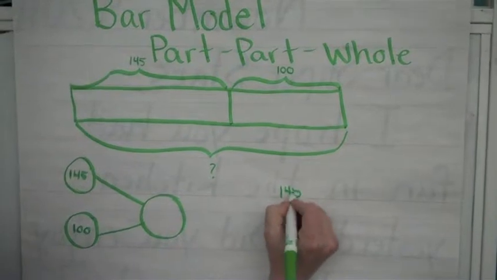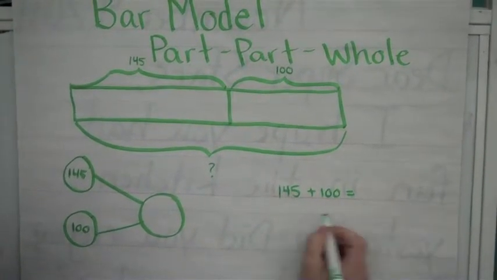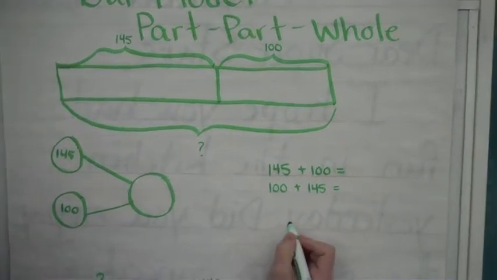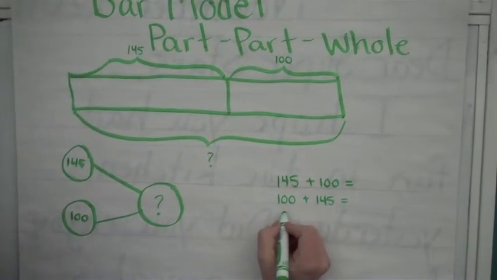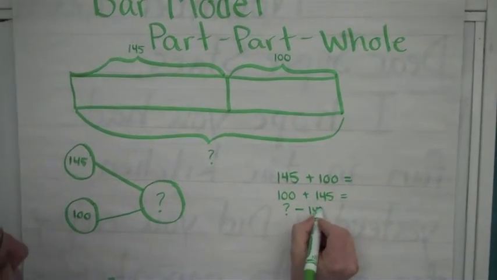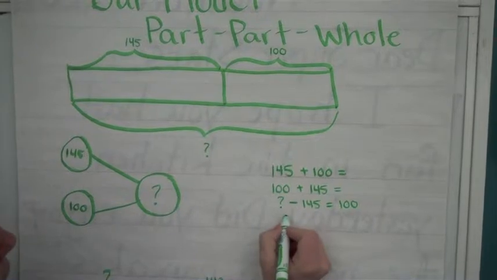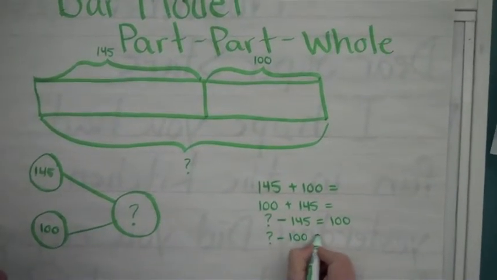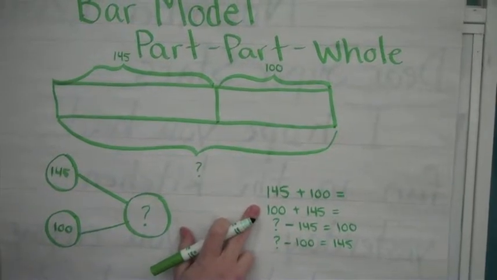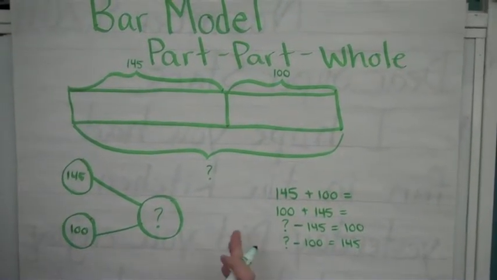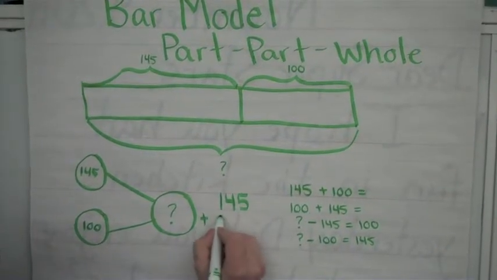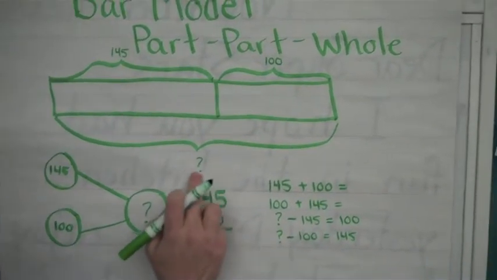So I have 145 plus 100 equals, I could also do 100 plus 145, and then with the whole, since I don't know the whole, it's going to be hard for me to do a subtraction problem. So I could say something minus 145 will equal 100, or I could say something minus 100 will give me 145. So when I'm looking at all of these facts, I notice that the addition problems are easiest for me to solve. So I'm just going to choose one of the facts. For me, I always like to put the bigger number on first, so I'm going to put 145 plus 100 to see what my whole is.